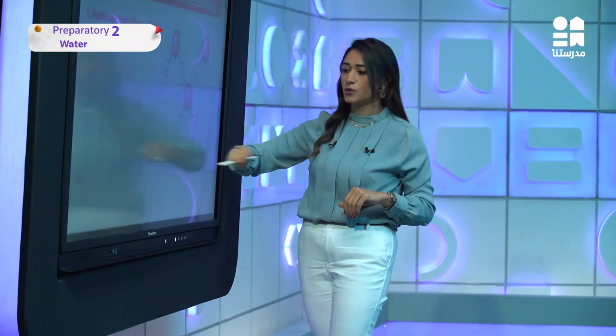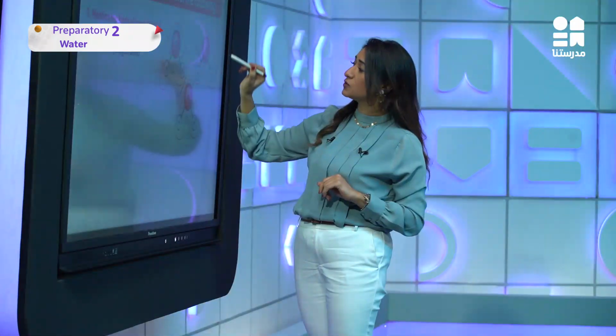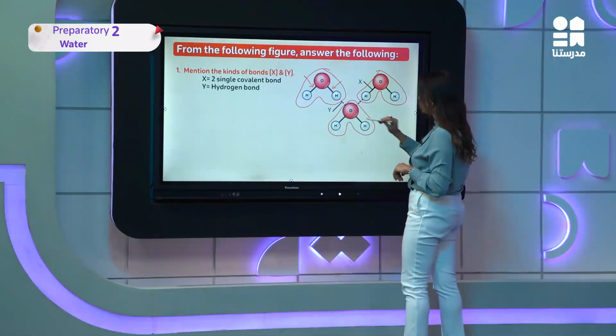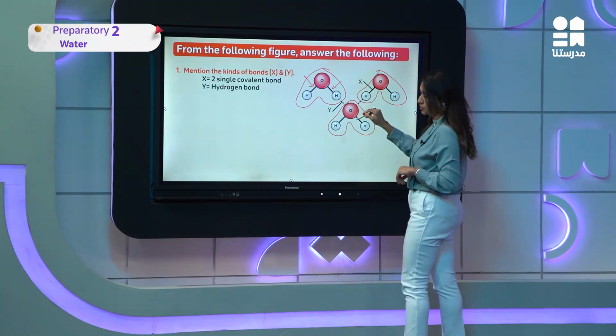Let's figure out our questions. It says: mention the kinds of bonds of X and Y. Of course, X is found between the atoms of a water molecule. So of course it represents the 2 single covalent bonds. While Y is found between the water molecules, which is called the hydrogen bond.